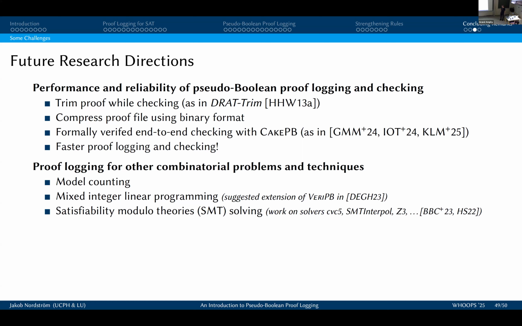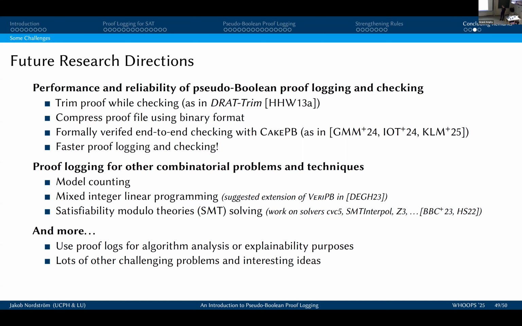There's a lot of work on proof logging for so-called satisfiability modulo theory solving. There, the proof system is much more complicated, so they have a different design philosophy. It would be interesting to see if anything from VeriPB would maybe be useful there.